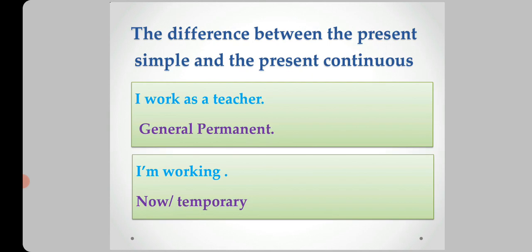Another point to discuss today is the difference between the present simple and the present continuous tense. For example, I work as a teacher, so we can talk about general permanent situation. But if I say I'm working, I can talk about something which is happening now. It's temporary, not permanent.